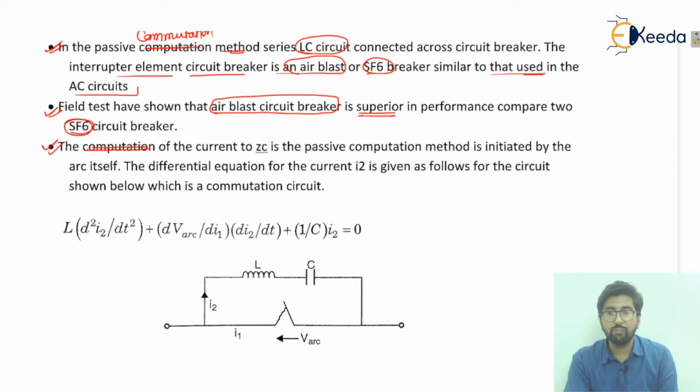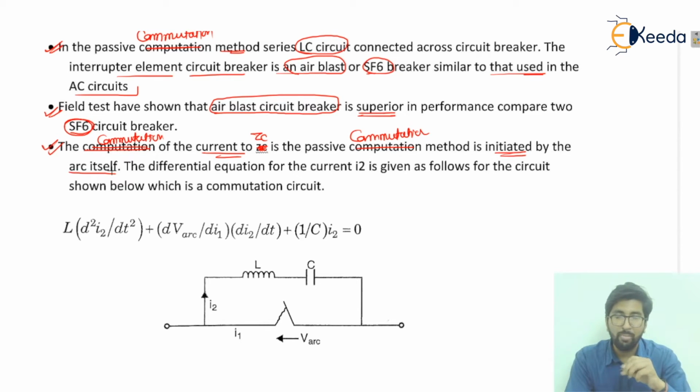Now, the commutation of the current to ZC, that is capital ZC, is the passive commutation method, which is actually initiated by the arc itself. That is related with the simple commutation method. So we have to reduce the current to zero, the commutation of the current to ZC.